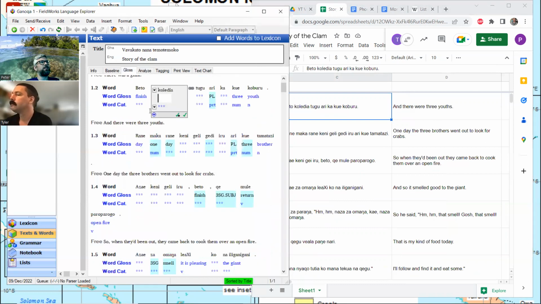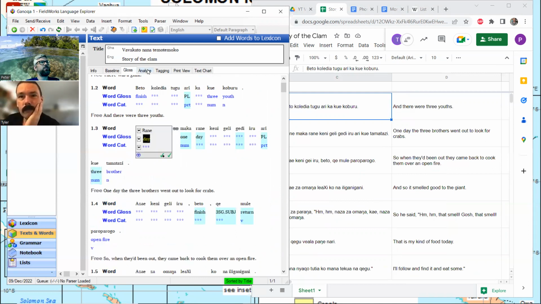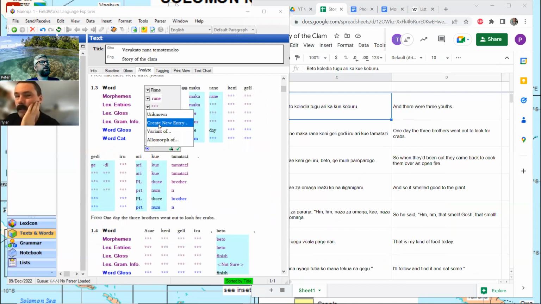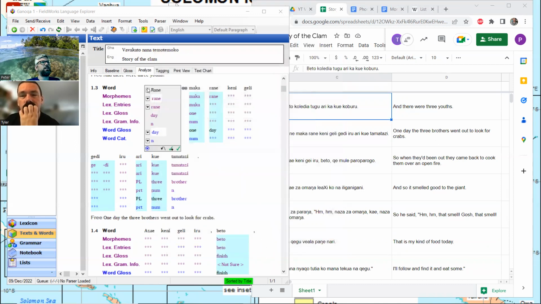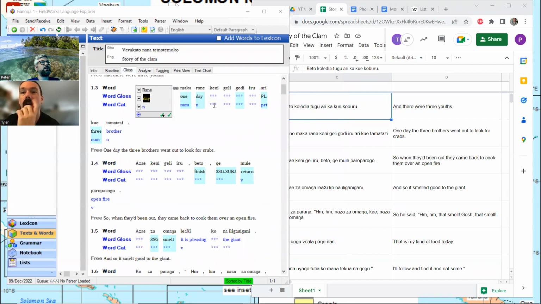Let's go back to gloss so we can look at everything quickly. Rane is day. Is that our official analyzed gloss there? No, it's not. Let's make it our official gloss. Yep. We feel pretty confident about that. We get it twice in the same thing. Excellent. Go back to our gloss mode. Oh, if you hit approve all, we can see it. Save ourselves precious time there.